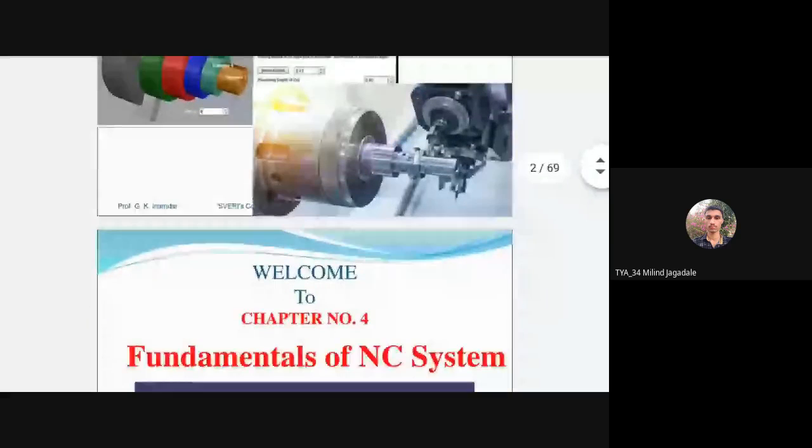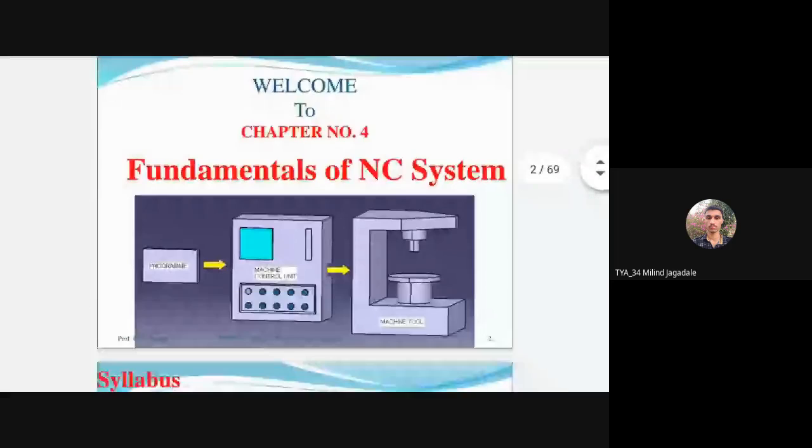Now, this section also has 3 chapters. The first chapter is fundamentals of NC system. Fundamentals of NC system is nothing but the numerical control method. Now, the numerical control method is a very old method.